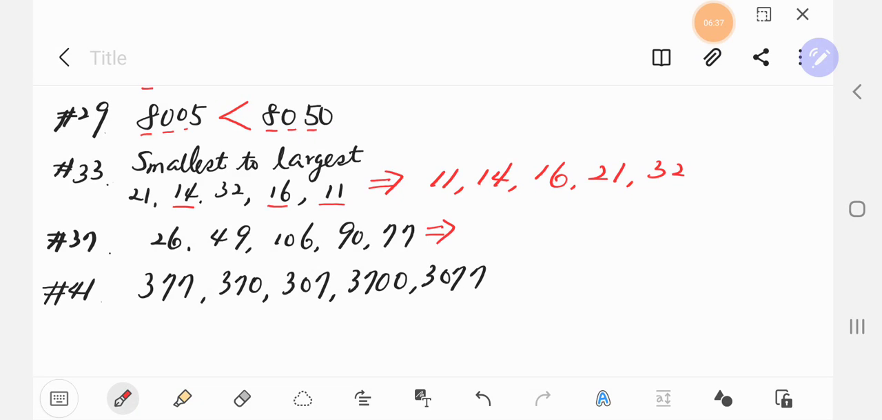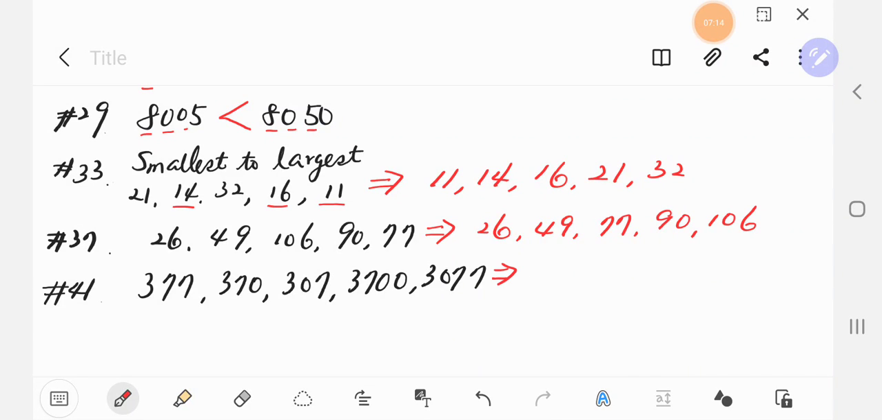Okay, number 37, the smallest. There is a 3-digit number, 106, so this should be the largest number, and the others are 2-digit numbers. From these 2-digit numbers, the smallest one's tens digit is 2. So 26 is the smallest, and then 49 is the next one, and then 77 is the third, and then the last one, 90. Then 90 is greater than 77, and finally 106 is greater than the others.